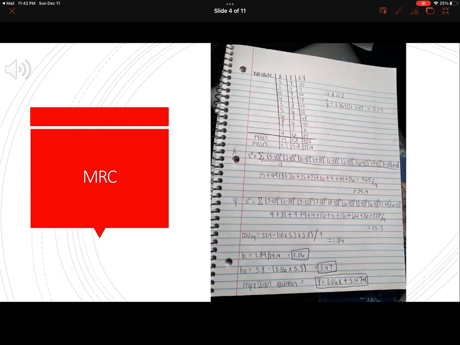Here's the data. Here I've hand calculated a bivariate regression using X and Y. I got our variances and then I was able to calculate the covariance and come up with the regression equation y equals 0.06x plus 5.47 plus e.